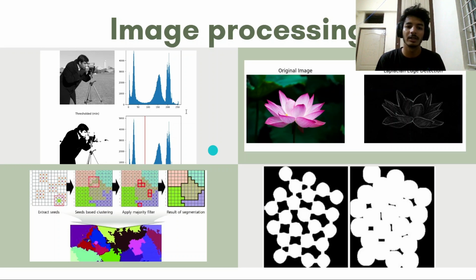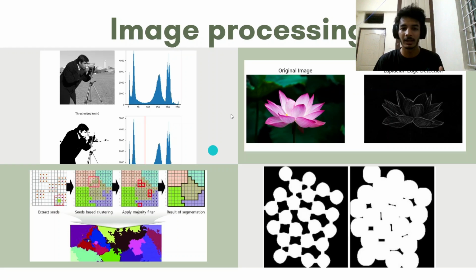But the main disadvantage is it's very sensitive to noise. It can cause irregular region growth and depends on seed selection. If bad seeds are selected, it may cause bad segmentation. Then comes the watershed algorithm. It's a very unique algorithm.